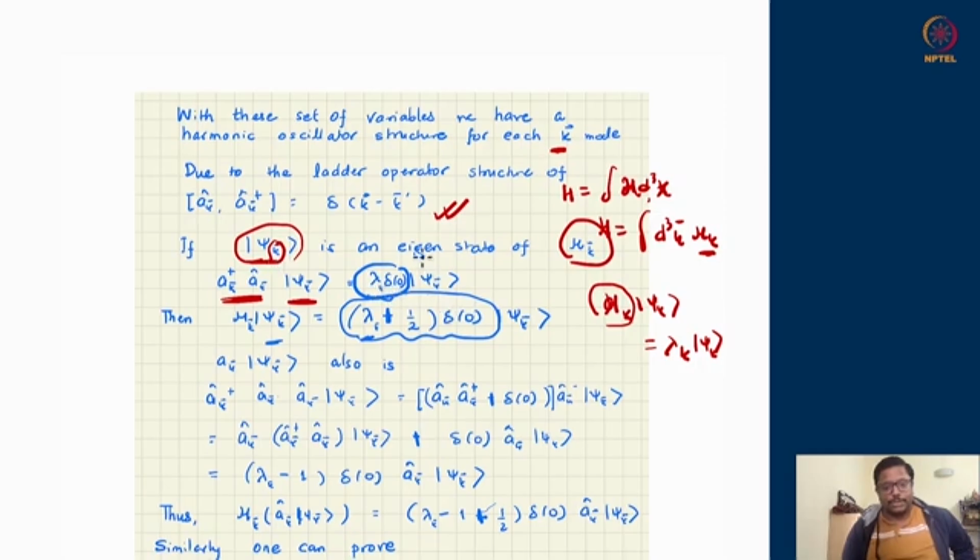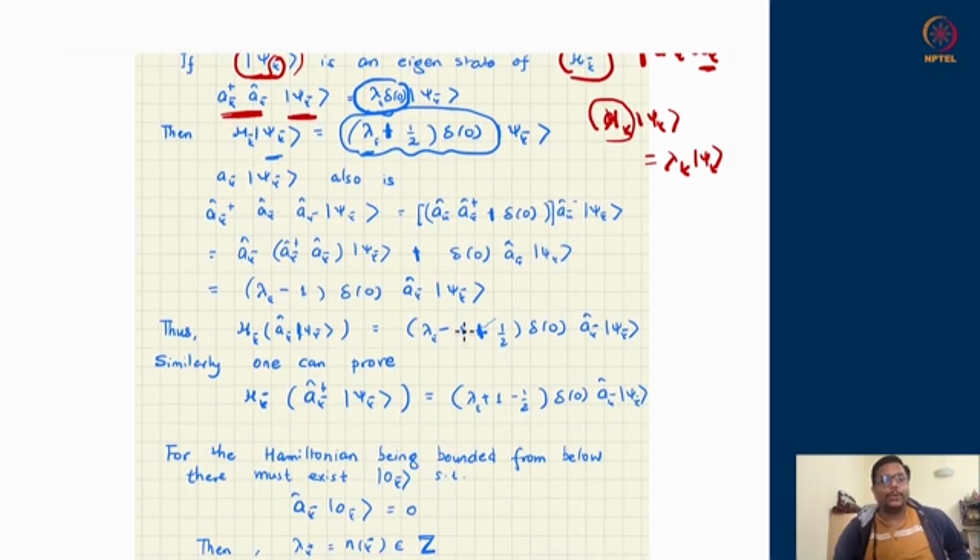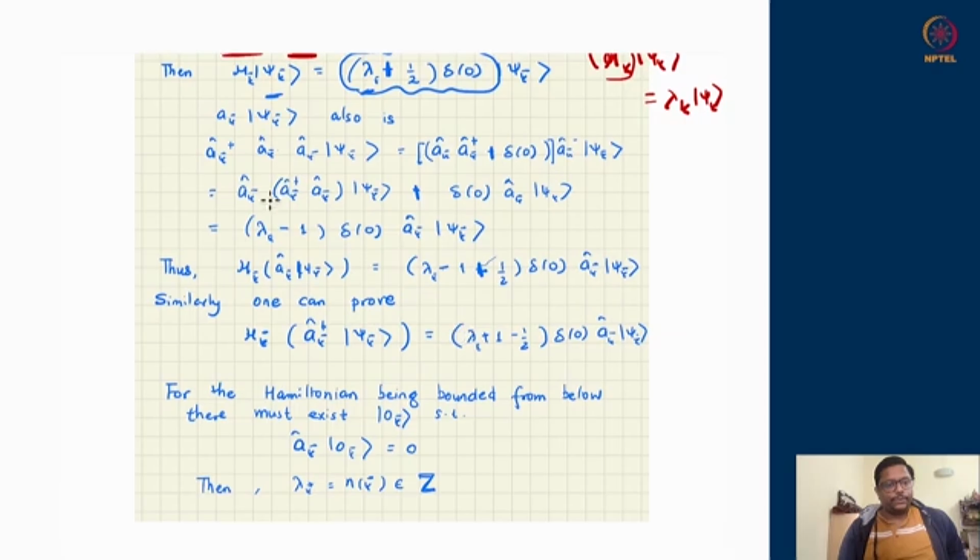Okay, so I'm saying if I take an eigenstate of the a_k dagger a_k operator with eigenvalue lambda_k times delta_0, then that state is also an eigenstate of the total Hamiltonian with eigenvalue (lambda_k plus half) delta_0. All right. So now let us try to see what we get if I act with the a_k operator on psi_k. Let us see whether it acts as a ladder operator, raising or lowering, or not.